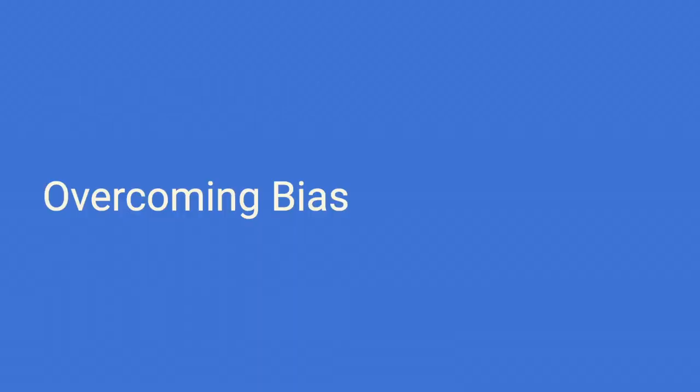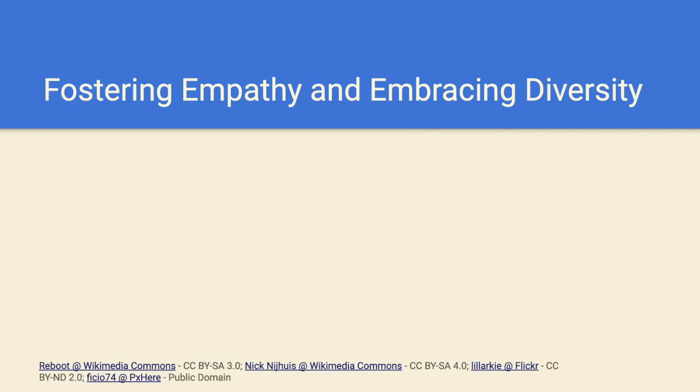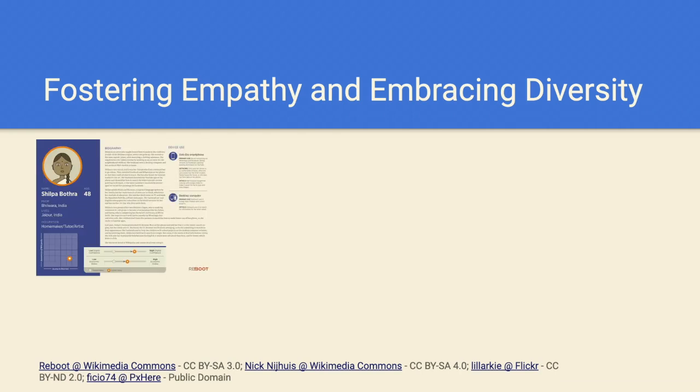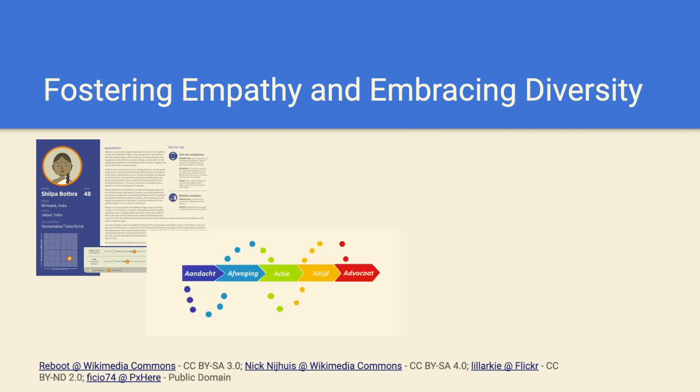So what are some things we can do to address this in our work and overcome bias? One is fostering empathy and embracing diversity, especially within your teams. So use things like personas, user stories, user feedback, anything you have access to, to get everyone on your team on board with who you're trying to make stuff for. Similarly, consider the user journey.